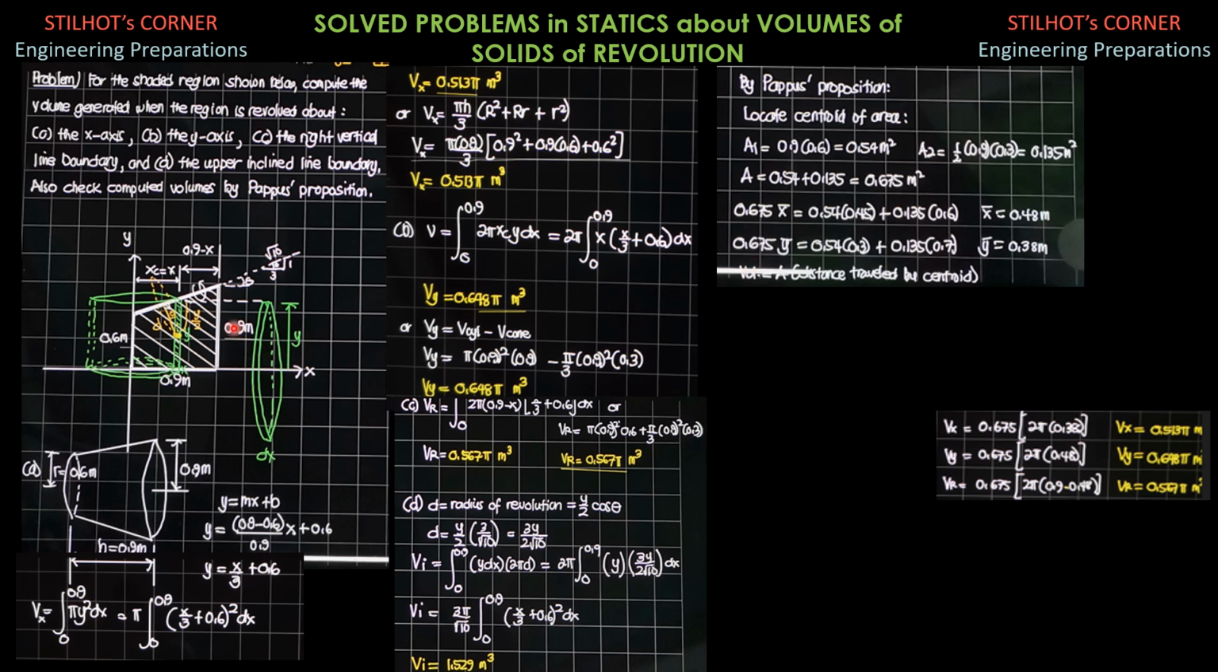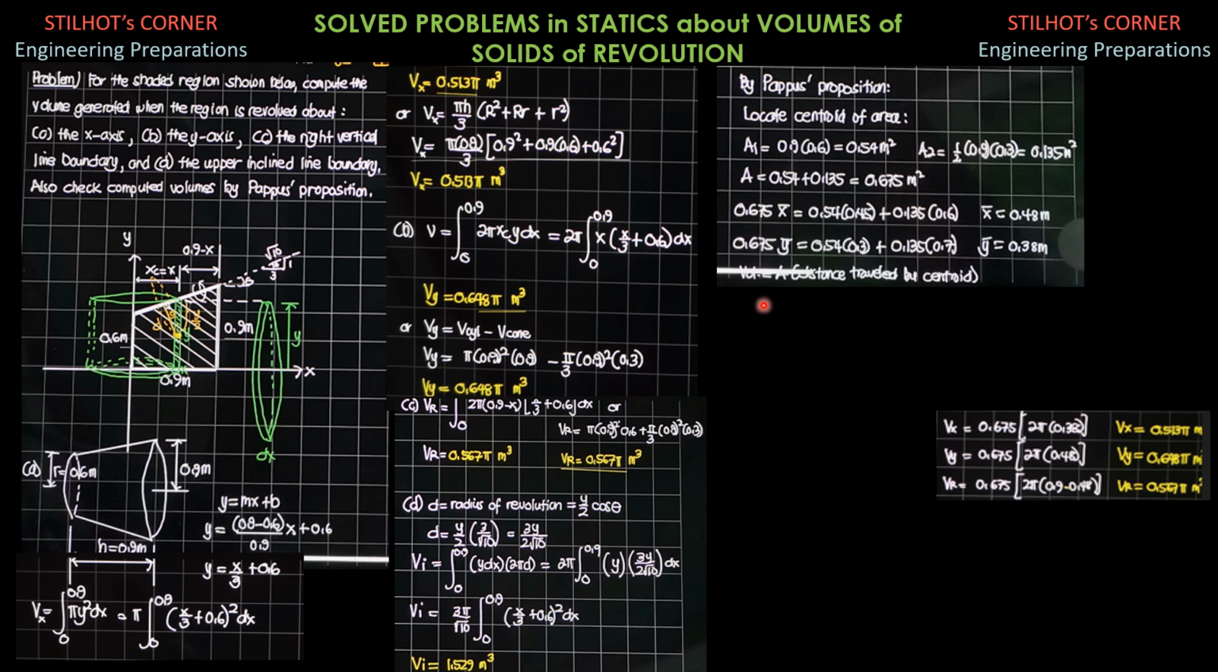Then for the y coordinate of the centroid, 0.675 times barred y equals area of rectangle, 0.54, times barred y of rectangle, half of 0.6, so 0.3, plus area of triangle, 0.135, then barred y of triangle, or the distance of the centroid of the triangle from the x-axis, is 0.6 plus 1/3 of 0.3, which is 0.1, so 0.6 plus 0.1, 0.7. Barred y therefore is 0.38 meter.